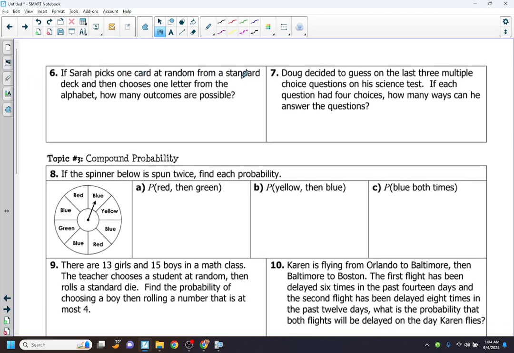All right, Sarah picks a card at random from a standard deck. Okay, you will not get a deck question on your test. Don't worry about it.